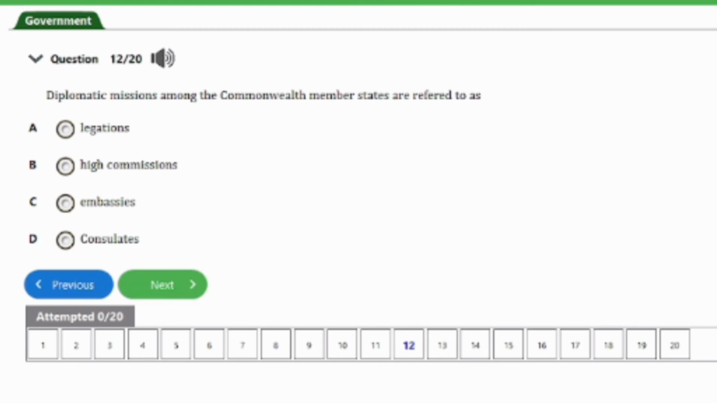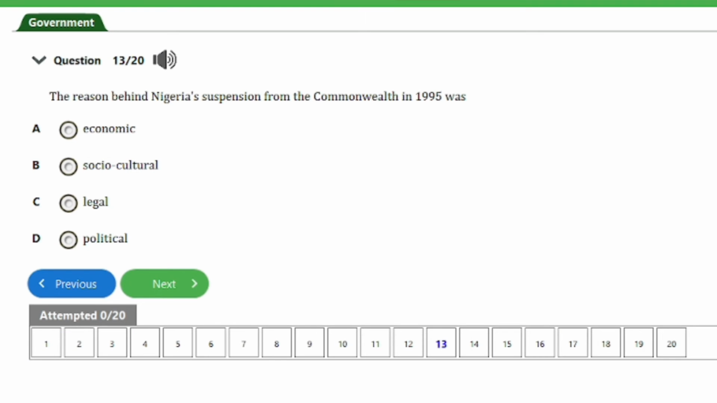We have here question number 13. It says, the reason behind Nigeria's suspension from the Commonwealth in 1995 was A, economic, B, socio-cultural, C, legal, D, political. So guys, we've answered this question before now, and it's political. So that's option D here. Let's consider the next one, guys.